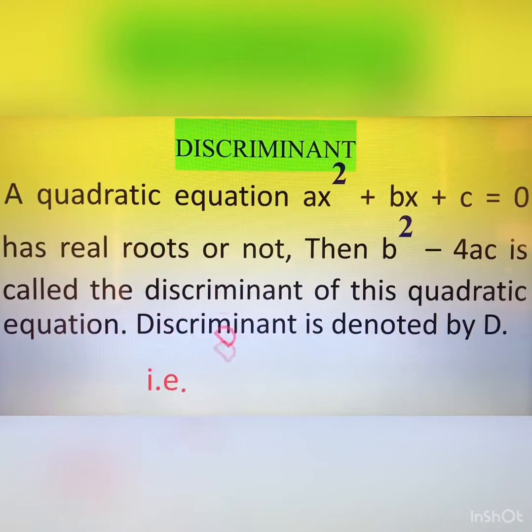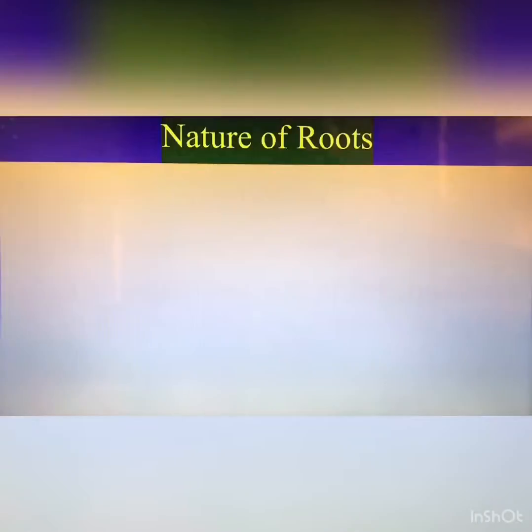So D equal to b square minus 4ac. This is the formula for the discriminant. Discriminant is denoted by D. So D equal to b square minus 4ac. If a question says find the discriminant, then you will put the values of a, b and c from the quadratic equation, and you will get the value of the discriminant.